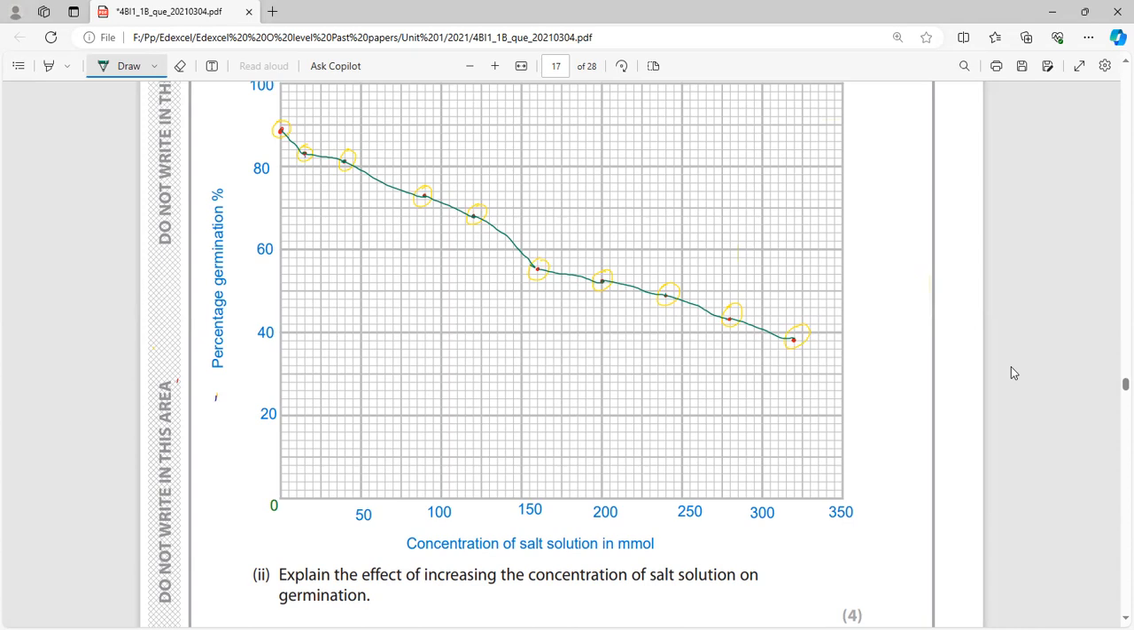So if the concentration of the salt is increasing, the percentage of germination is decreasing. So the reason is what? Why? Because if the concentration of salt increases, the outside water potential is decreasing, so less water will be absorbed by the seeds, and in this way the overall germination rate will decrease.